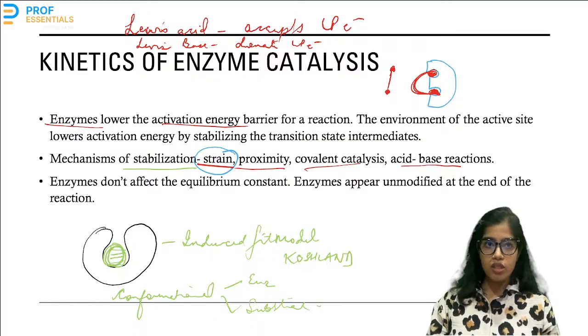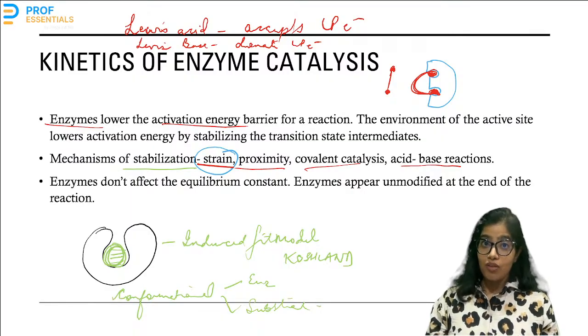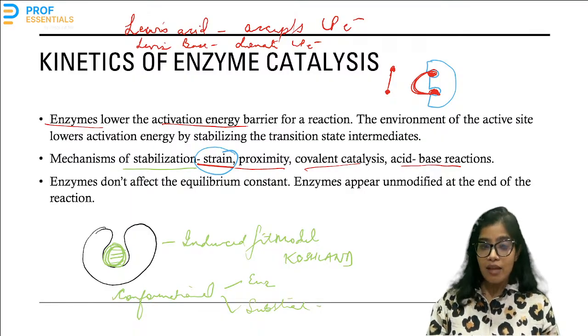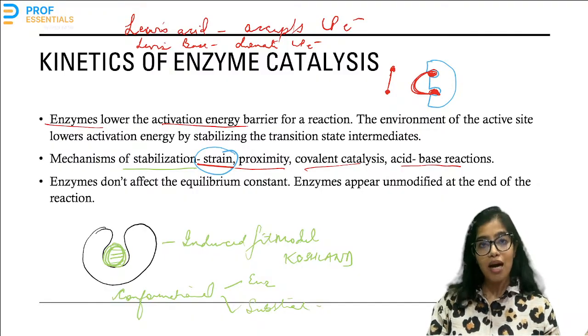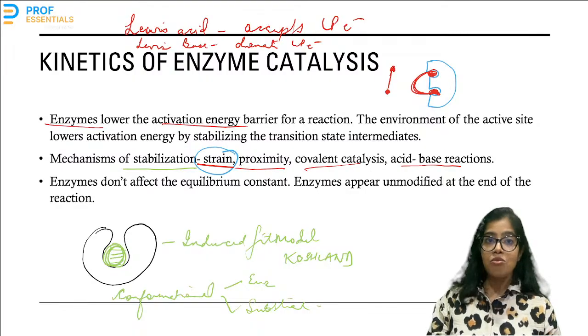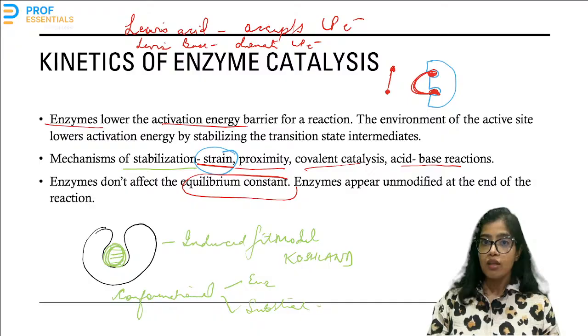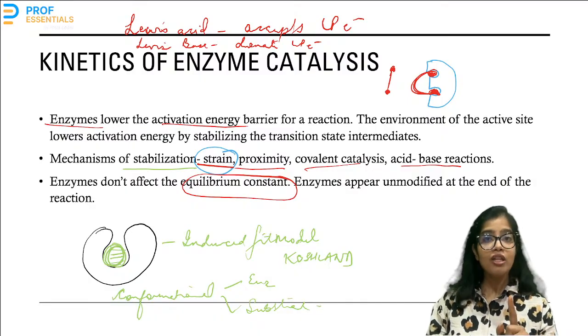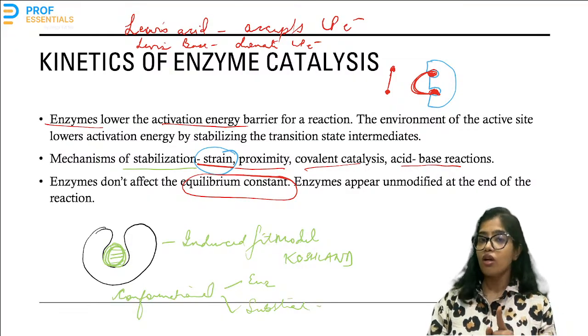Okay, understood this? Now, one very important thing is that enzymes affect the rate of a reaction by lowering the activation energy barrier, but enzymes do not affect the equilibrium constant. The equilibrium constant is not affected. The rate of a reaction is definitely affected, but the equilibrium constant is not affected.